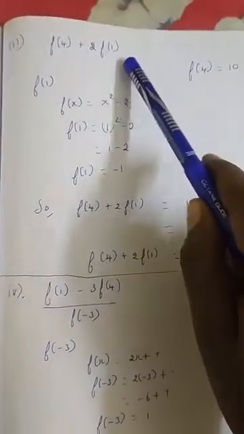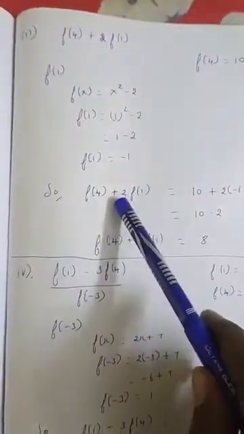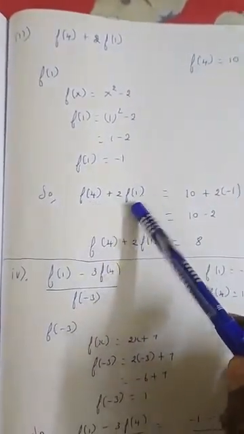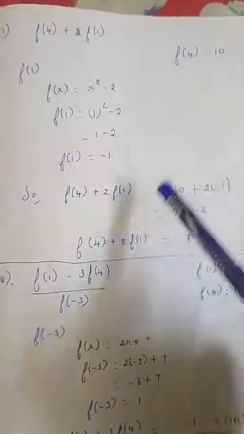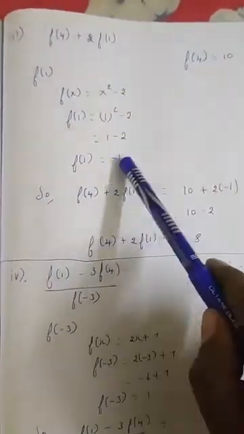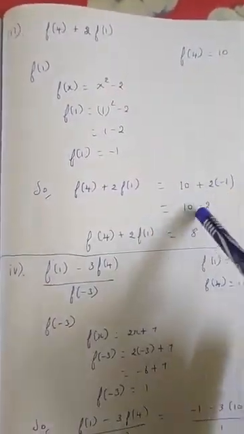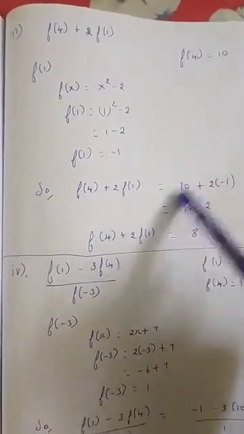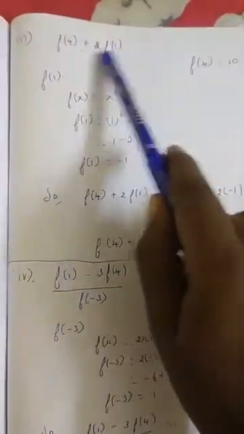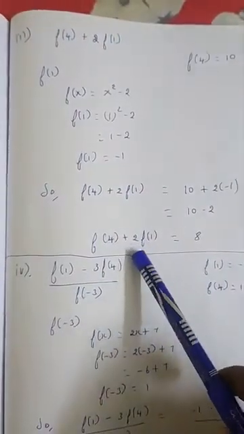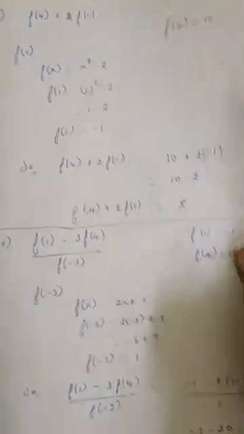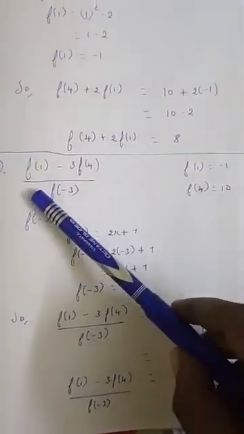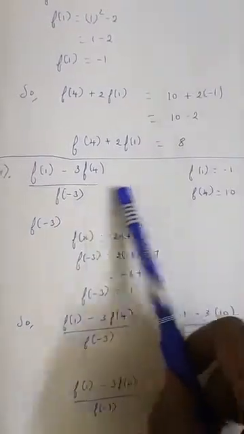So now we know both these values. Substitute in this equation. What is that equation? f of 4 plus 2 into f of 1 is equal to, what is f of 4? 10 plus 2 into, what is f of 1? Minus 1. So 2 into minus 1 is minus 2. 10 minus 2 is 8. Therefore, the answer for this one, that is f of 4 plus 2 into f of 1, is equal to 8.